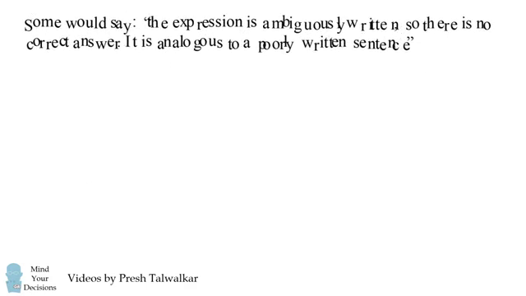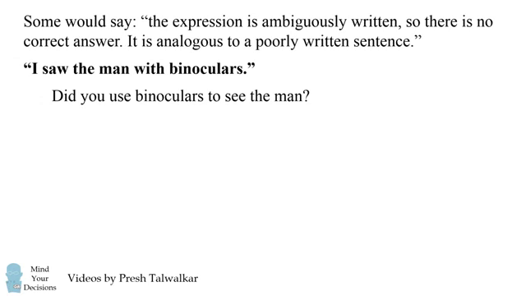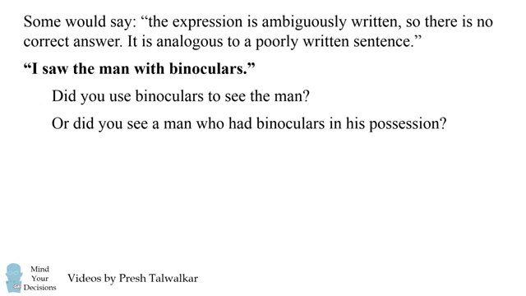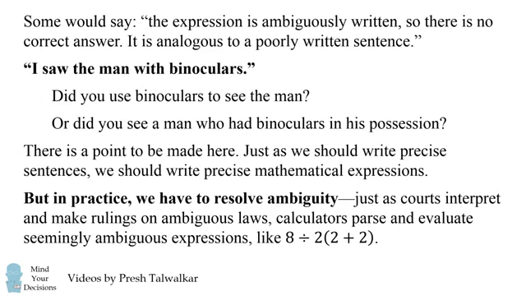To elaborate on this point, some people would say the expression is ambiguously written, so there is no correct answer. It is analogous to a poorly written sentence. Consider, I saw the man with binoculars. Did you use binoculars to see the man? Or did you see a man who had binoculars in his possession? There's a point to be made here. Just as we should write precise sentences, we should write precise mathematical expressions. But in practice, we have to resolve ambiguity. Just as courts interpret and make rulings on ambiguous laws, calculators parse and evaluate seemingly ambiguous expressions.